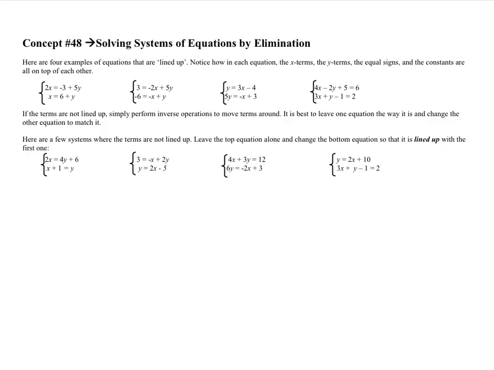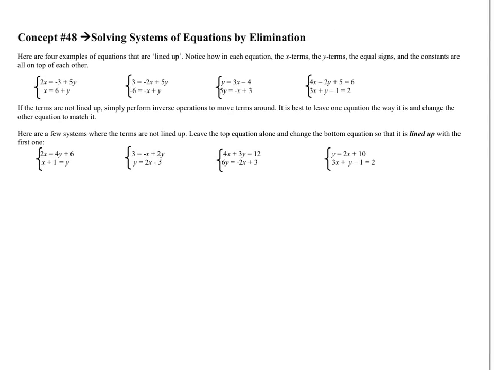Another way to do it would be to look at the bottom equation, this one right here, and move the 1 over with the y. If I move the 1 over with the y, I would have to subtract that 1, and so it would be x equals y minus 1. And then I'll rewrite the top one underneath it, so it's 2x equals 4y plus 6.